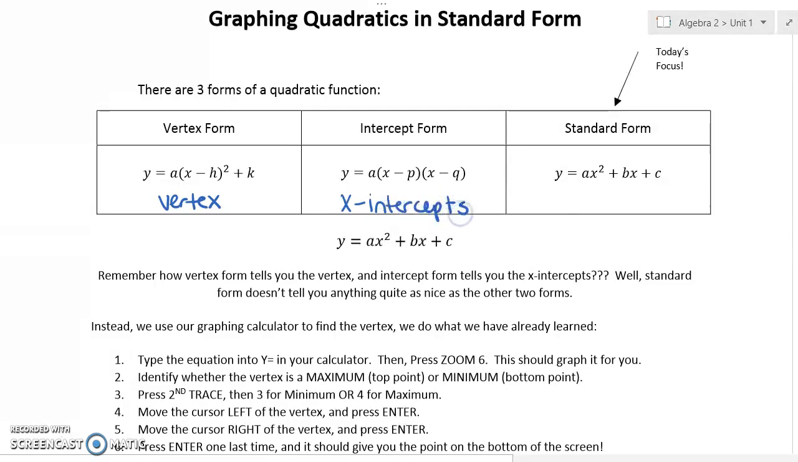And now we are going into the standard form. Standard form doesn't tell us much unless we use our calculators. So that's what we're going to be doing today.